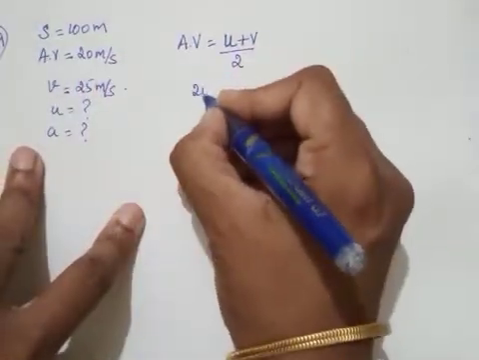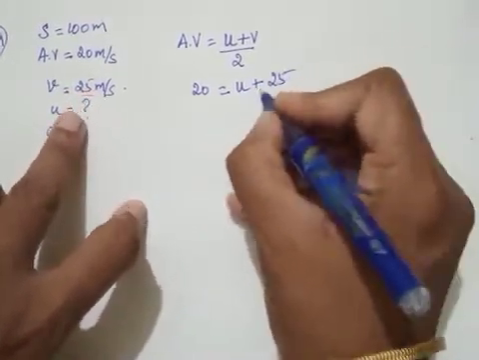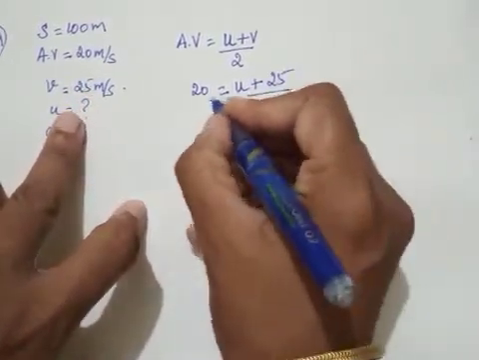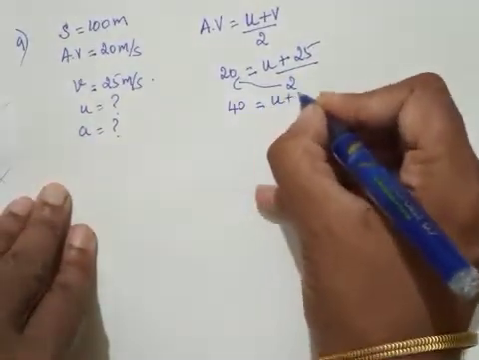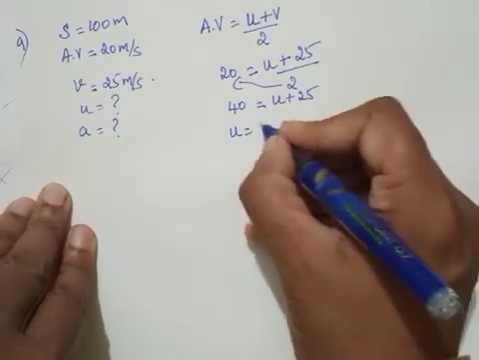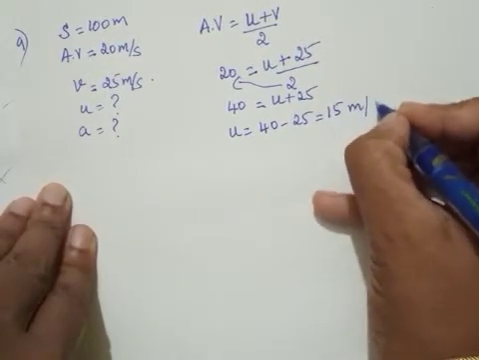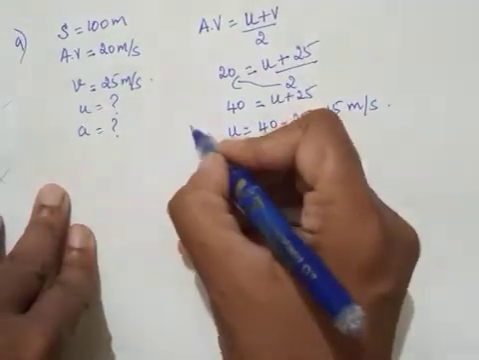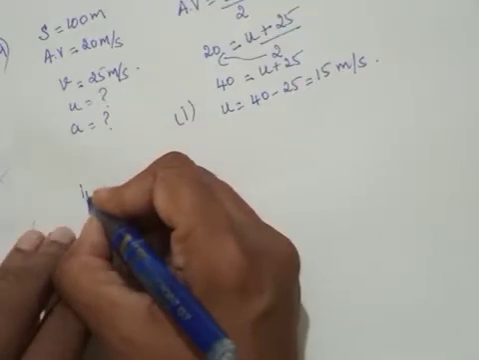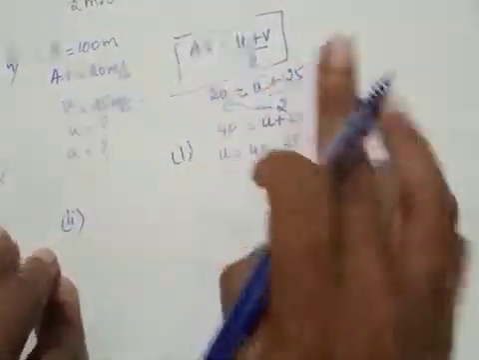So our average velocity is 20. U we have to find. V is 25, by 2. Then you cross multiply it. So you'll have 40 is equal to U plus 25, or U is equal to 40 minus 25, that is 15 meter per second. This is your initial velocity. This is the first part. Okay, so make a note of it. This is a new formula for you. Average velocity is U plus V by 2.